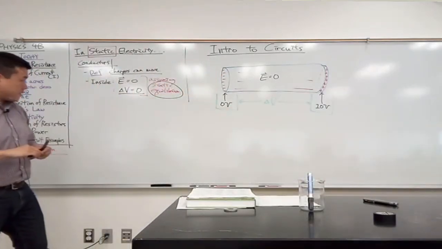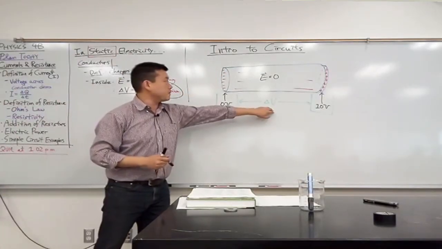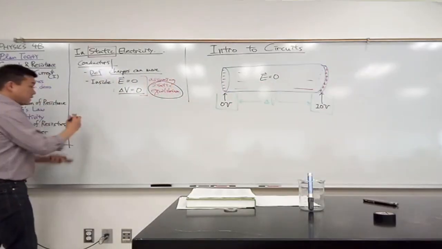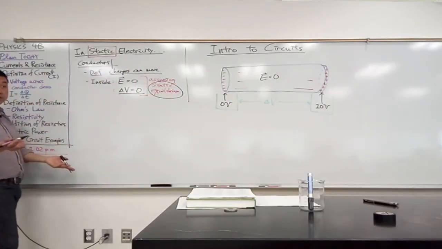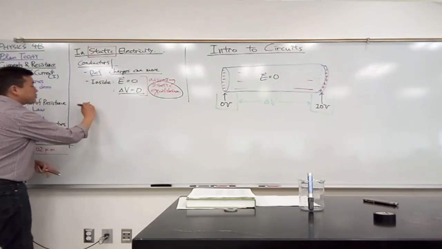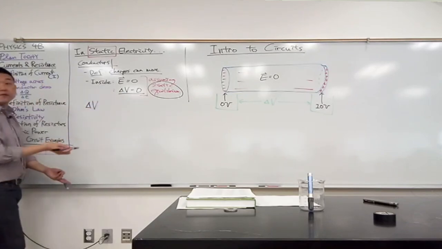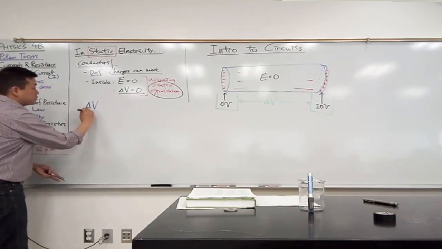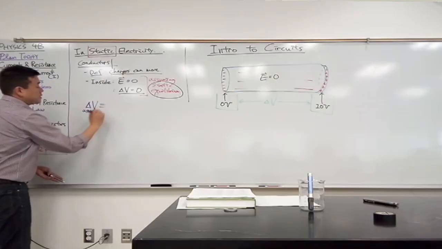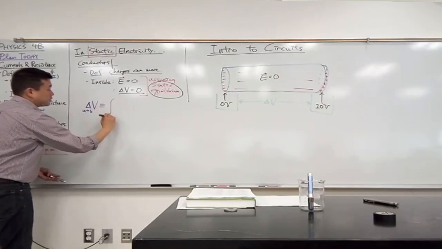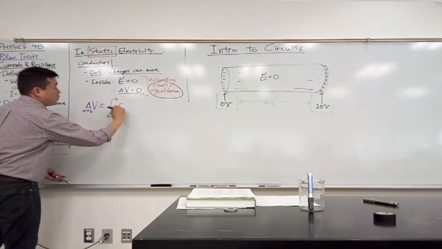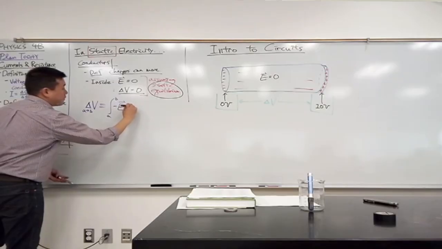This is the definition that relates the voltage difference to the electric field. This was the definition of voltage. The reason we call this a definition is because it never fails. It's always true. The voltage difference from A to B is defined as this integral from A to B of the electric field dot product with dl.